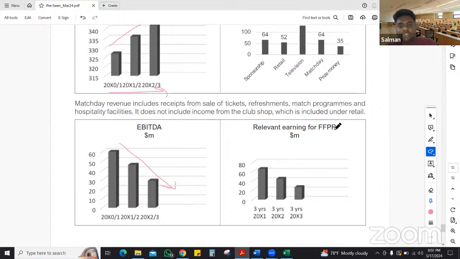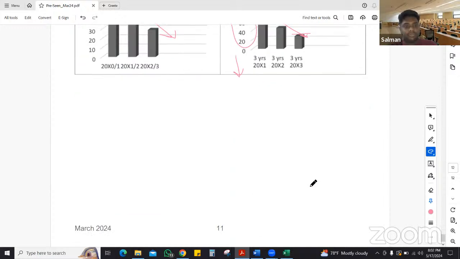And relevant earnings for FFPR, financial fair play regulation. So we have positive earnings. If it's negative, it will go below zero. So over the last 3 years, even though the profit has declined, it's still positive. So we are not having big risks in violating the FFPR regulations. That's it.